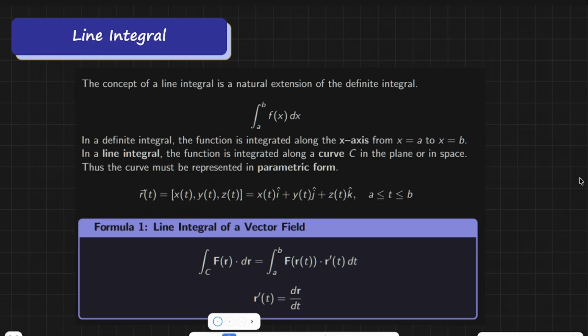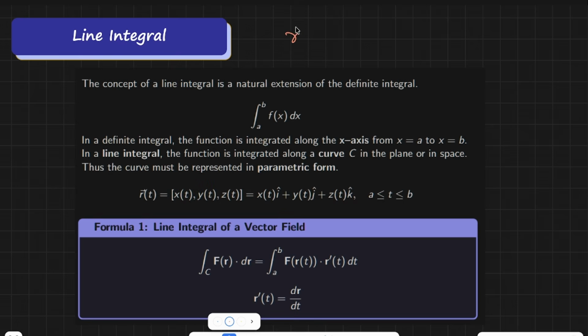That is basically called line integral, and it is very important. The concept of line integral is a natural extension of the definite integral. In the definite integral, there is no direction for the curve, but here there will be a direction. Before starting this line integral, there are a few points to keep in your mind.